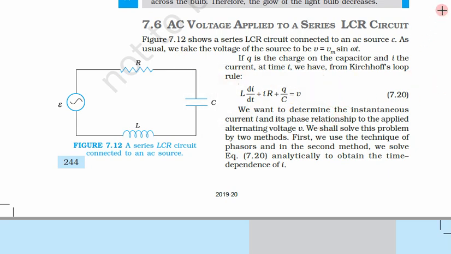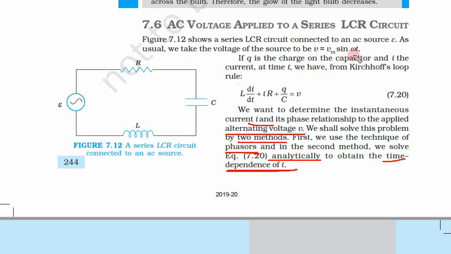Now what we need is to determine the instantaneous current and its phase relationship with the alternating voltage. As previously done, we need to determine what the current is, how the current is changing, and what the difference between voltage and current is, that means the phase. We will solve this problem by two methods. The first technique is the phasor technique, which we have learned about, and in the second method we will use analytical, that means mathematical, techniques to solve this problem and get the time dependence of I.